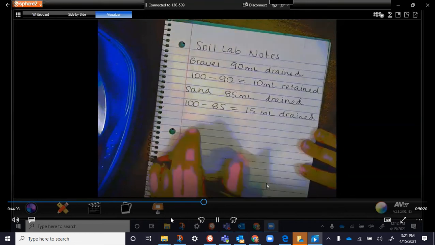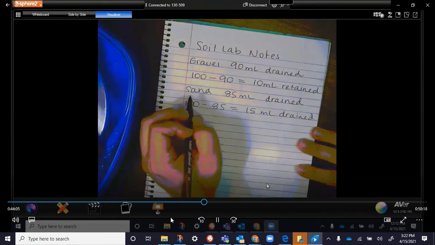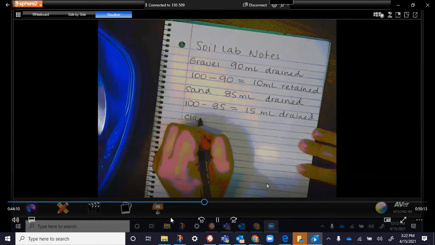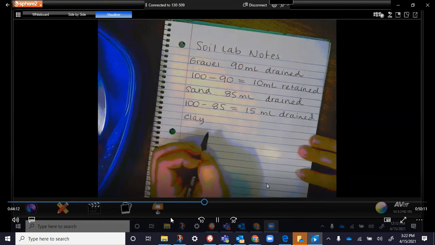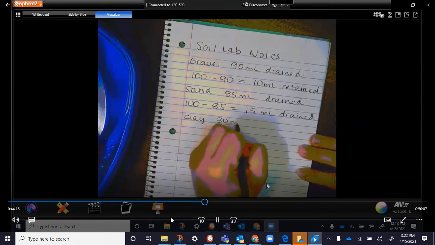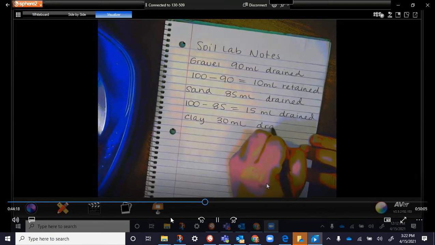If y'all joined in late, we're going over the measurements of what drained out. So Clay was, what'd y'all say, 30? Yeah. All right, so 30 milliliters drained out.